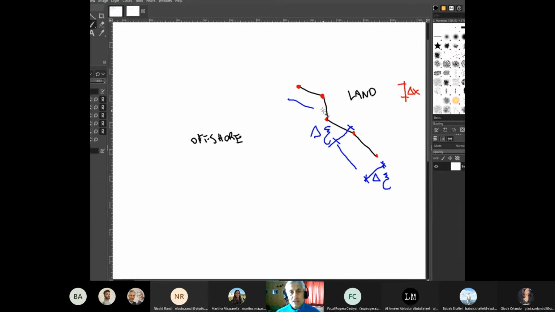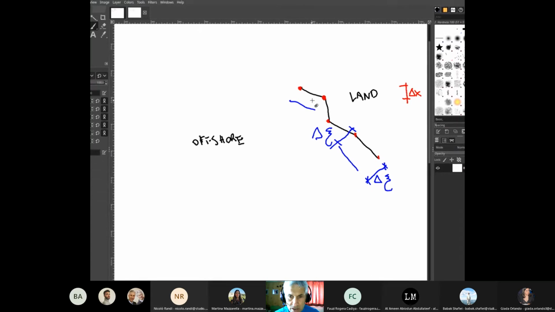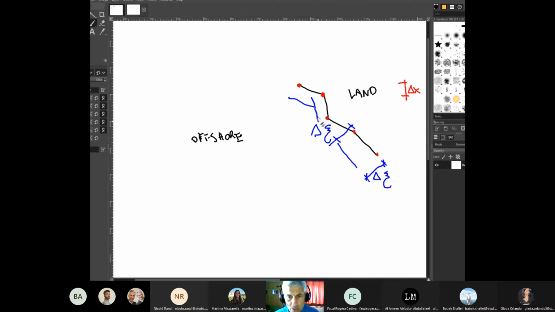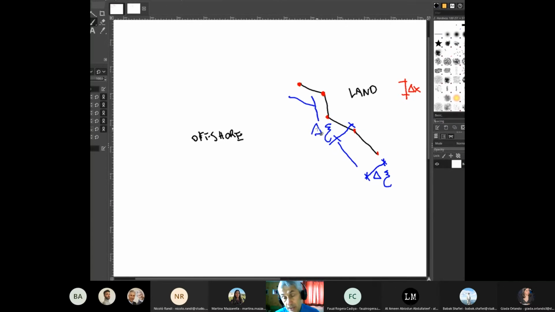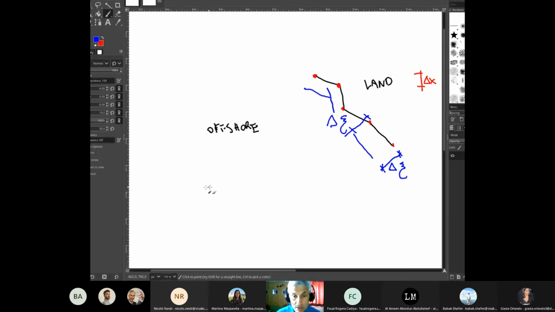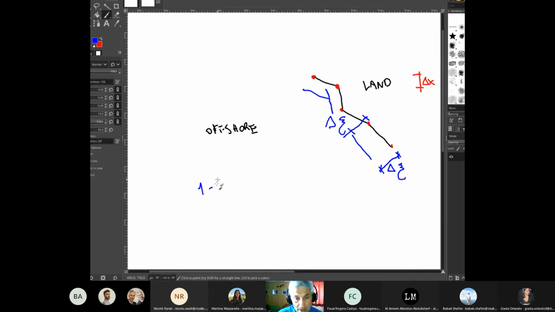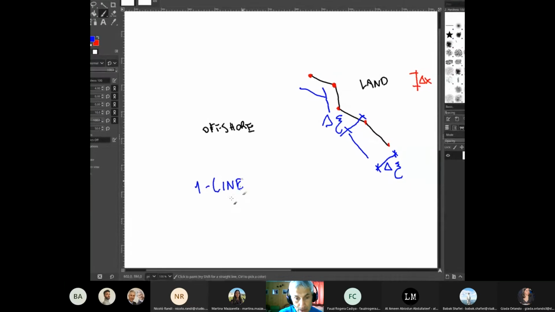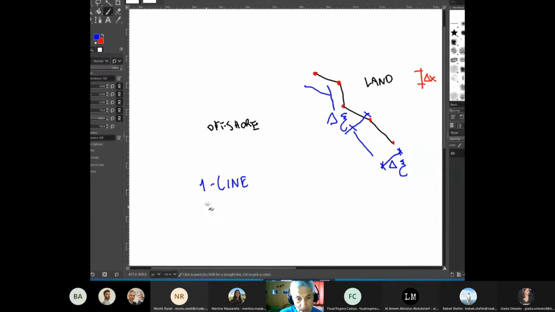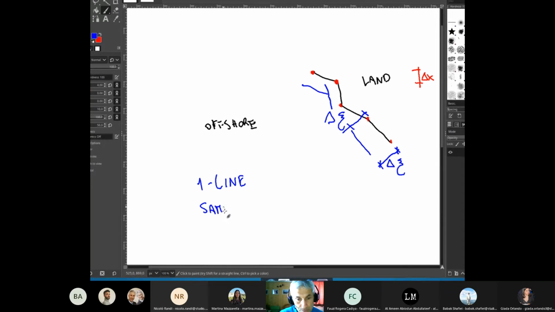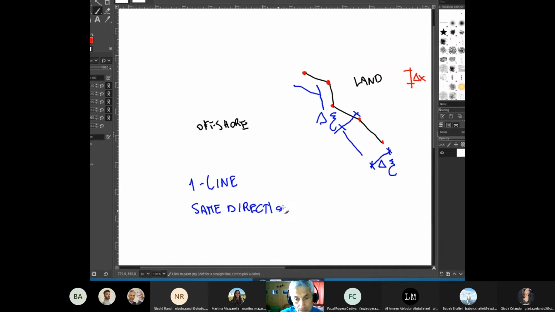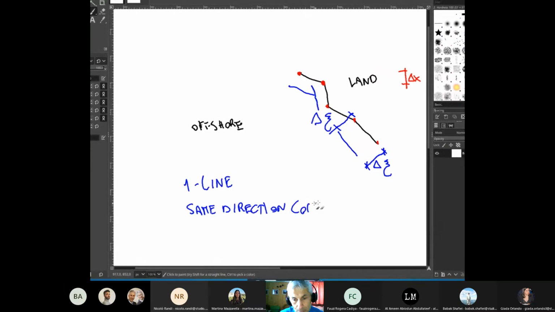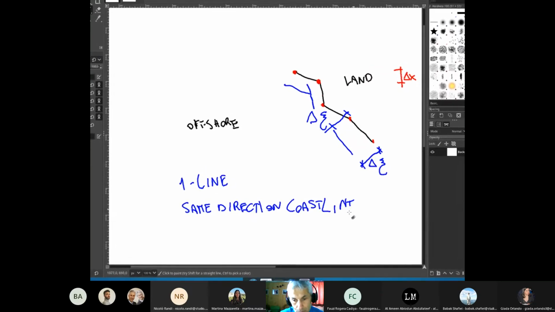This is of course an assumption which is not necessarily satisfied, because actually, when you have erosion or accretion, the shape of the coastline may change. But the one-line model, again, one line, is based on the assumption of same direction of the coastline. Good.